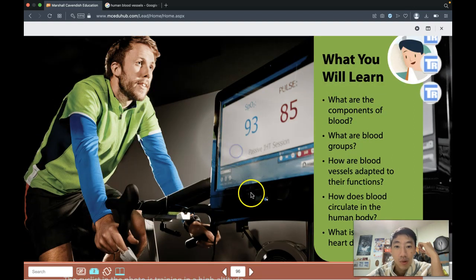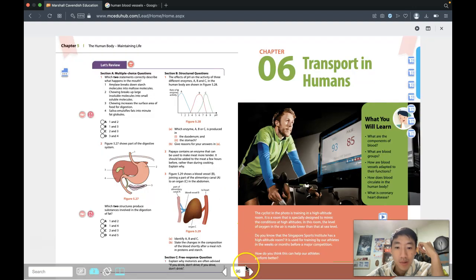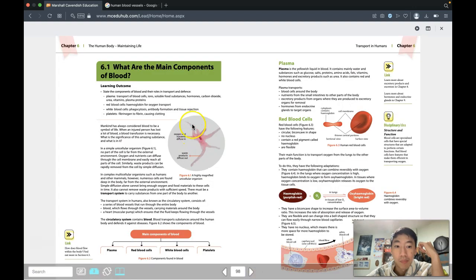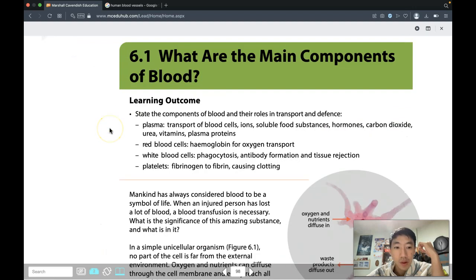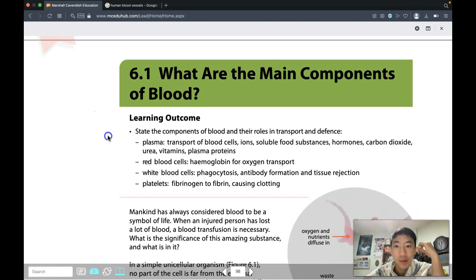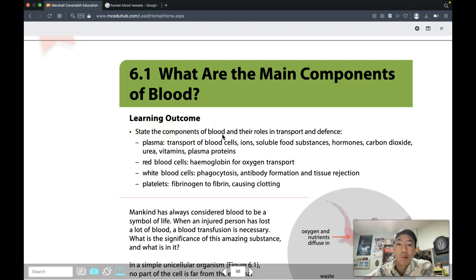So why are oxygen and the heart so important for our body? Because of transport in humans. We're going to talk about the main components of blood, and the learning outcome is to state the components of blood and their roles in transport and defense.